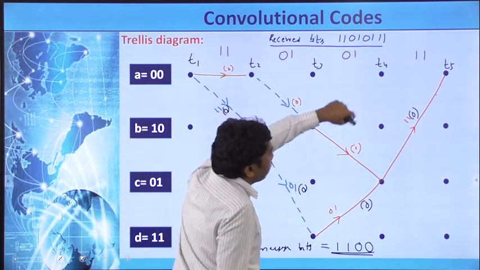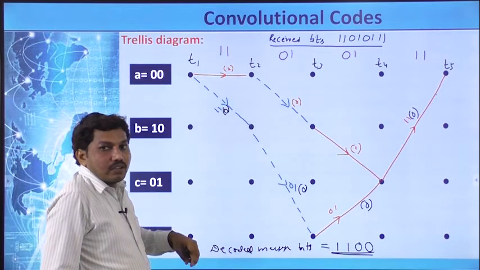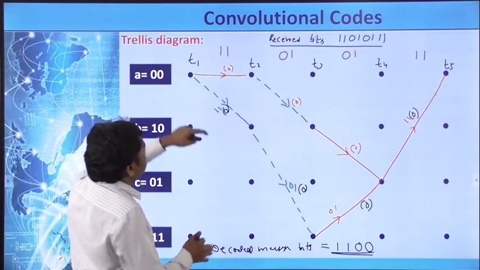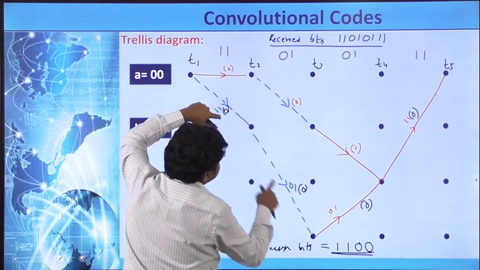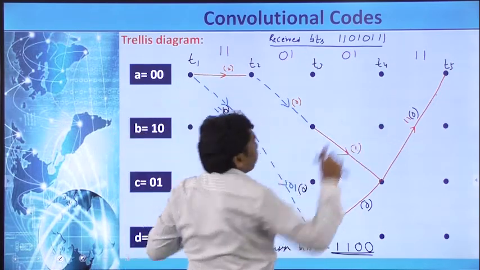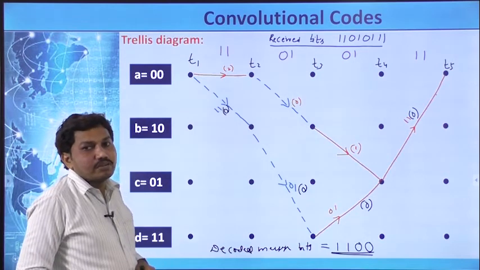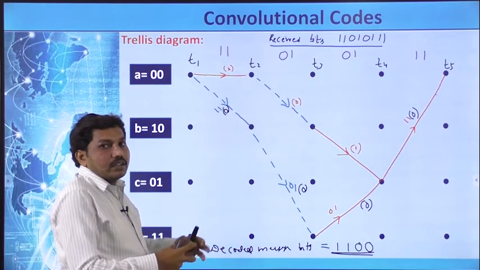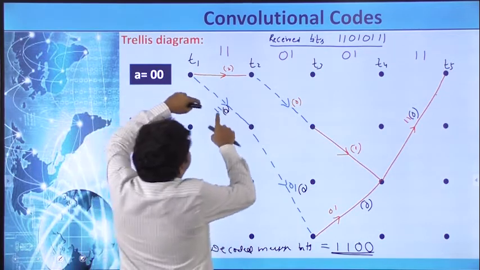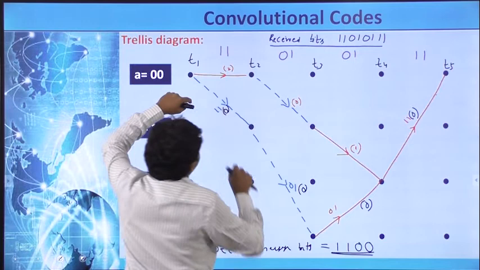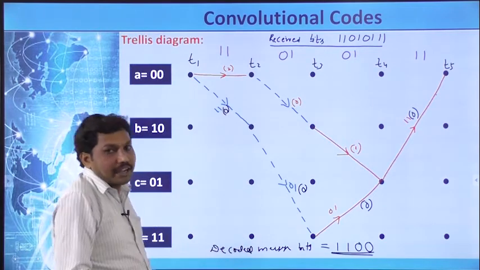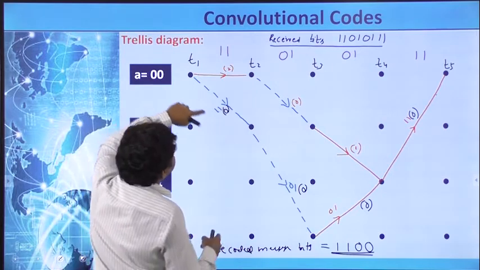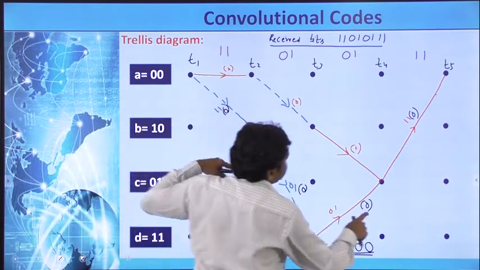Then one more path is also there. Find the path which has the minimum metric. Metric means the total Hamming distance from the starting node to the ending node. Calculate the survivor path, that indicates the path which has the least metric. For each metric, that means the Hamming distance, here it is 0 plus 0 plus 0 plus 0.